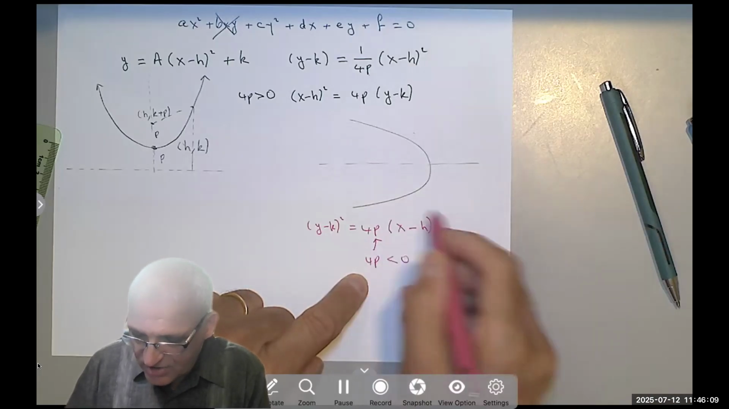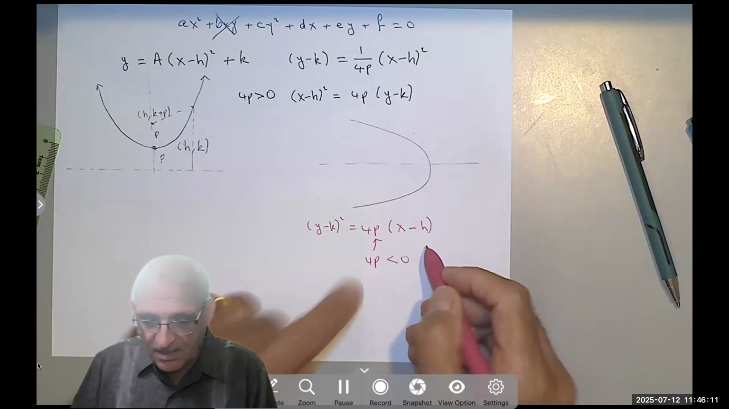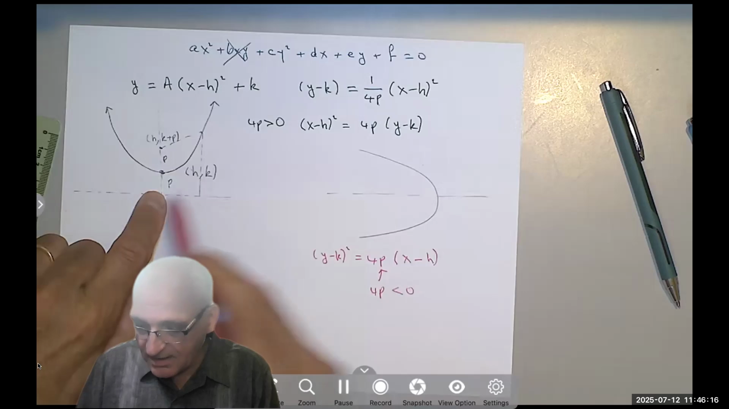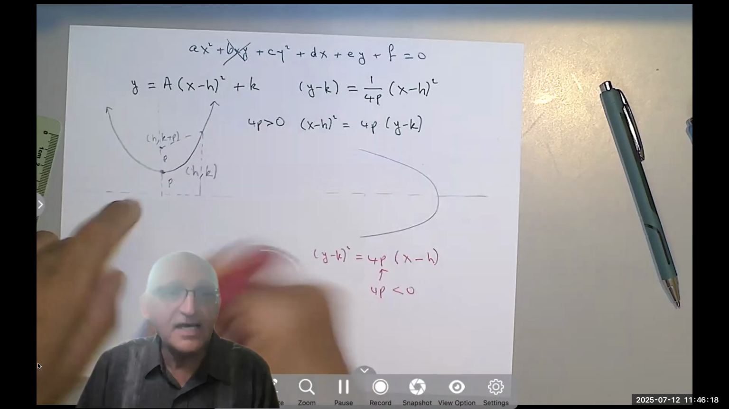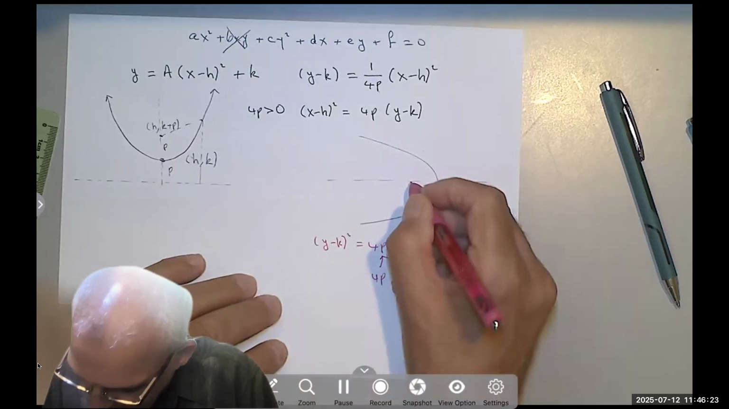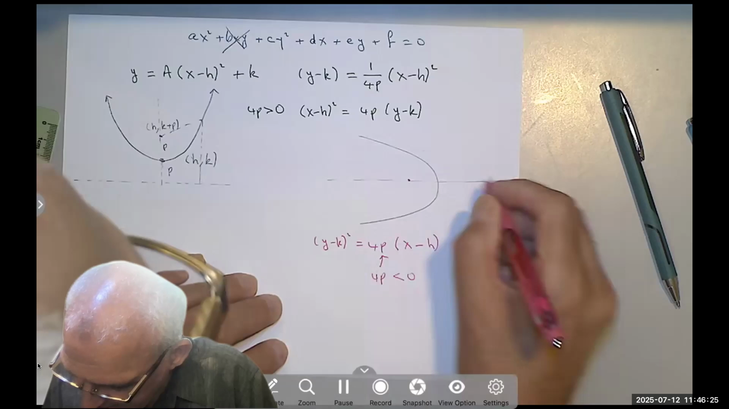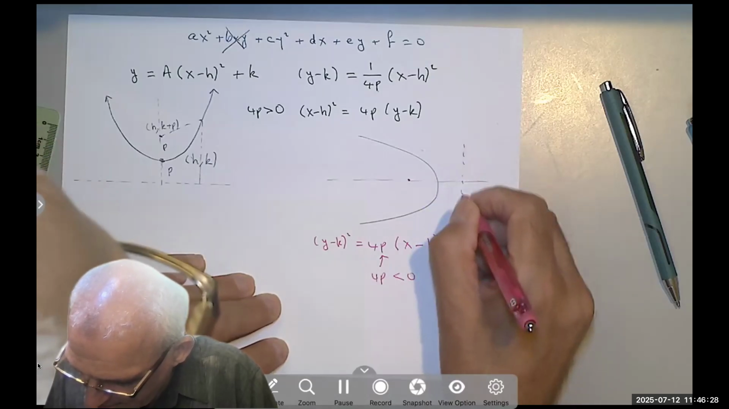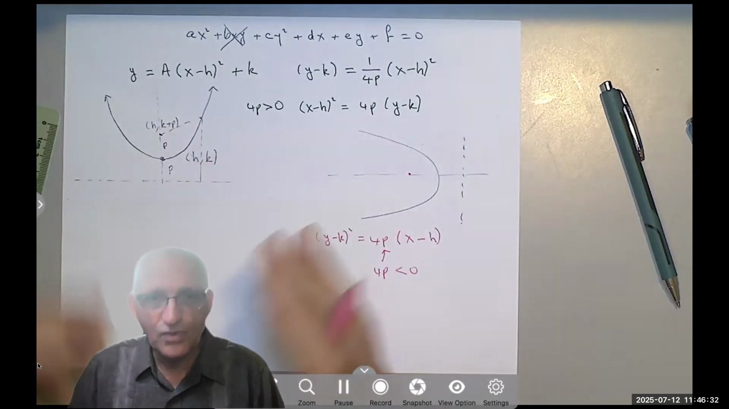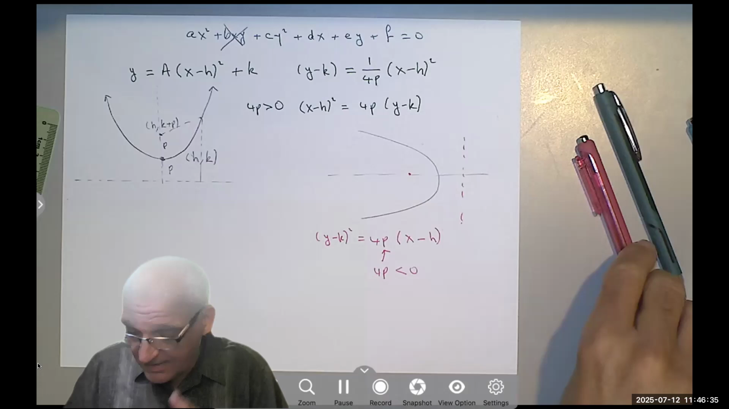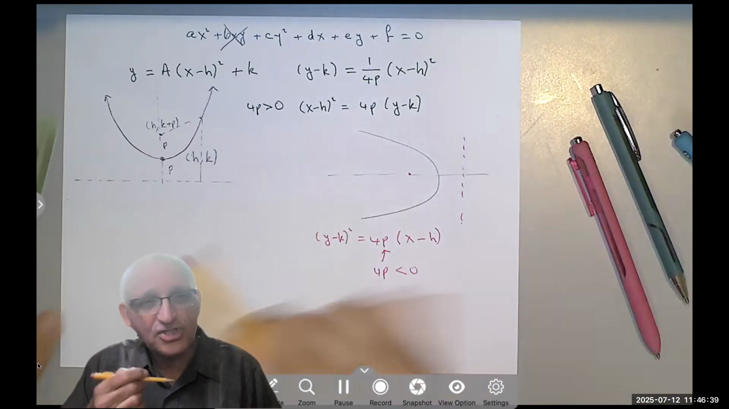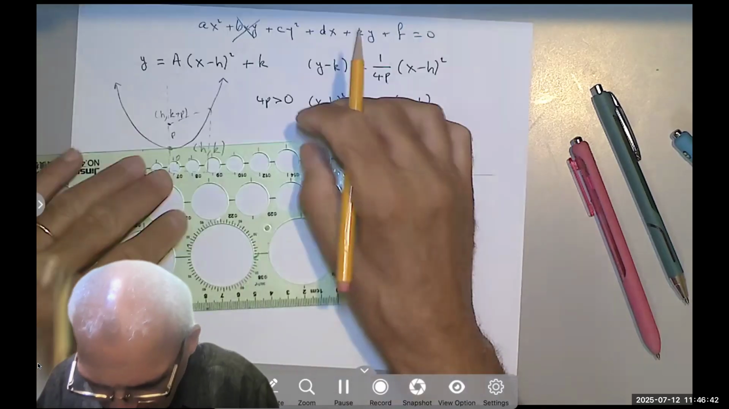And the axis of symmetry is parallel to the x-axis. If the y-axis is the axis of symmetry, then positive 4p is opening up, negative 4p is opening down. And here that would be the vertex, and here would be the directrix. We'll take an example to see how we find those, but that's basically what we are going to cover today.